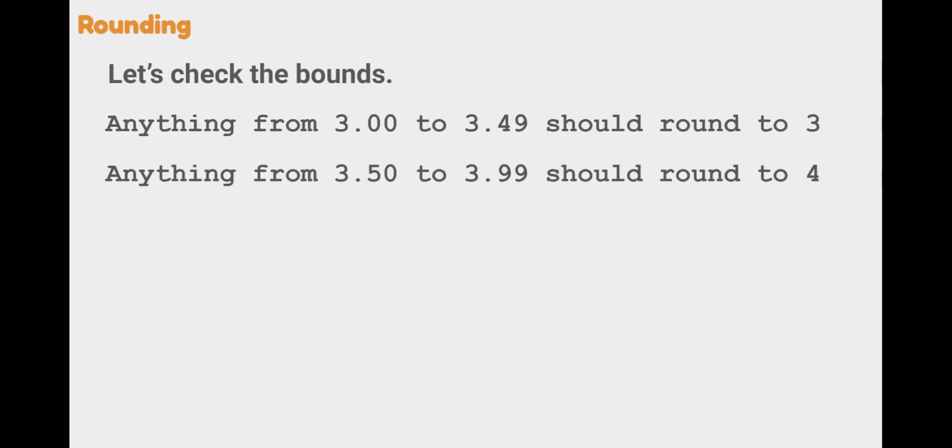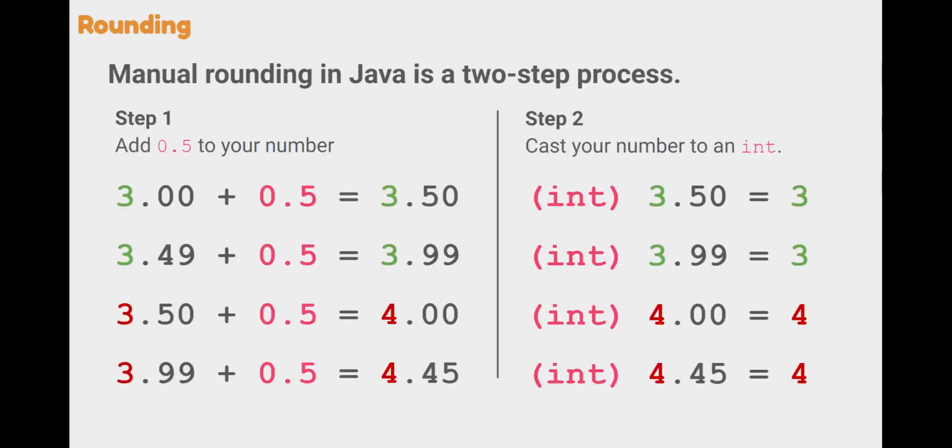Anything from 3.5 to 3.99 should round up to a 4. So now that we know how that works, we can start to develop an algorithm to have the computer do this for us with any number. So rounding in Java is a two-step process. Step 1, you're going to add 0.5 to your number, and we're going to see why.